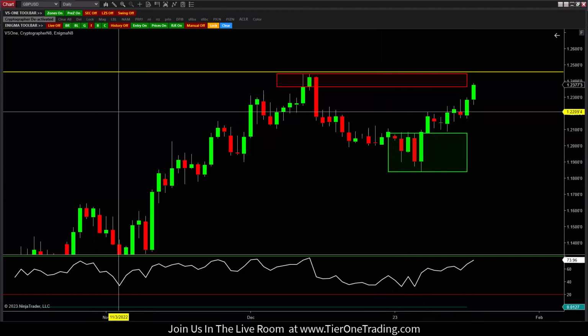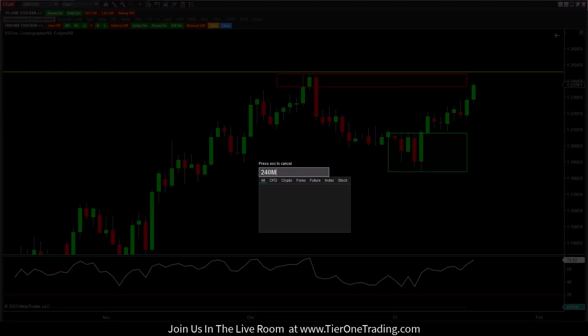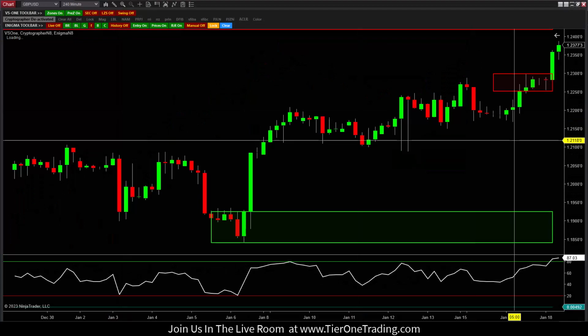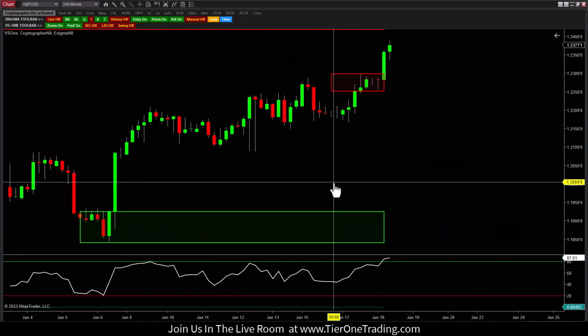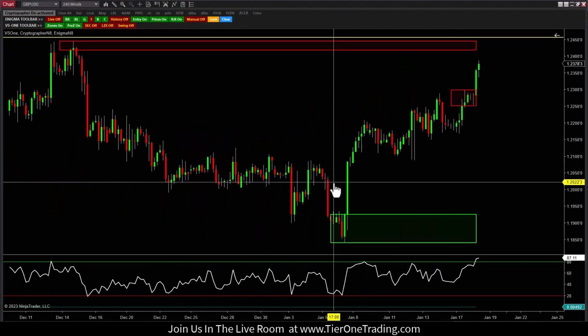Let's go down to a lower time frame, the 4-hour chart. Give us a nice clear picture.